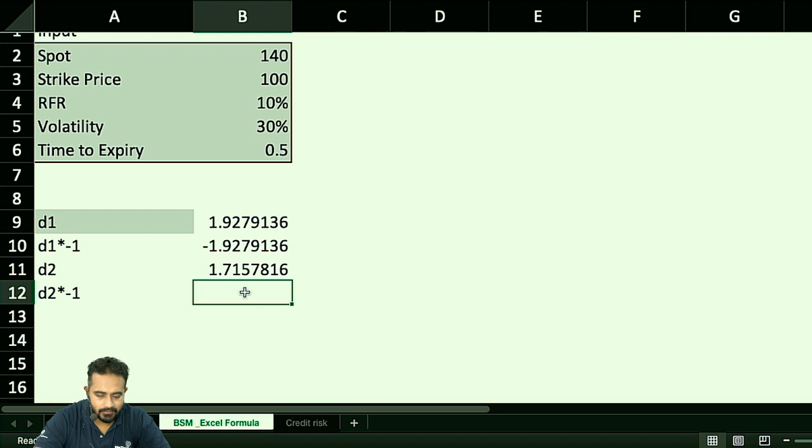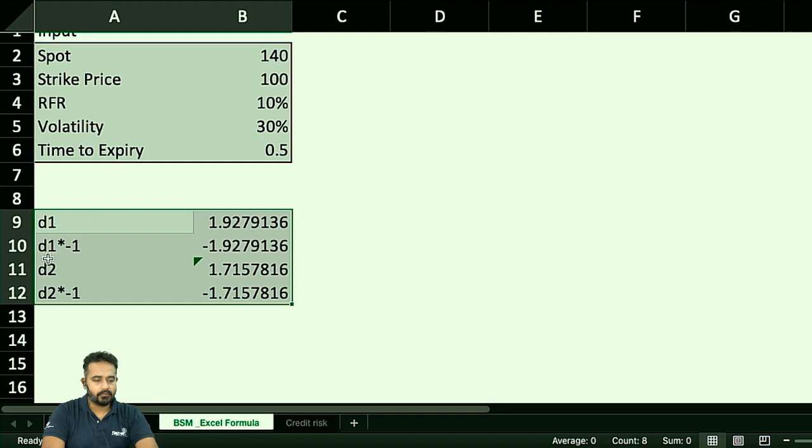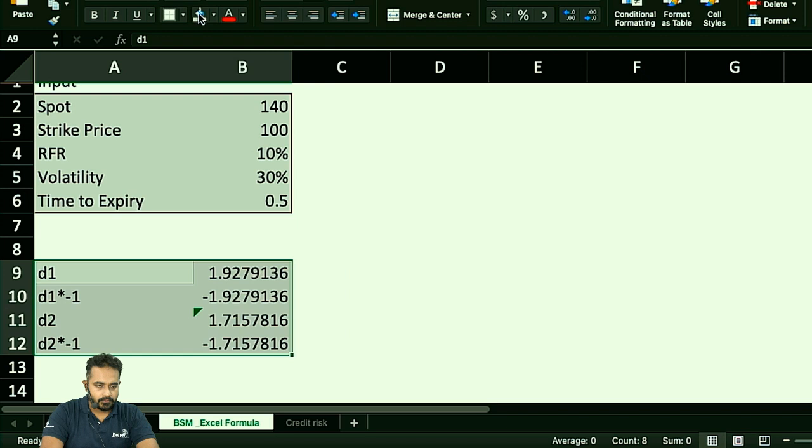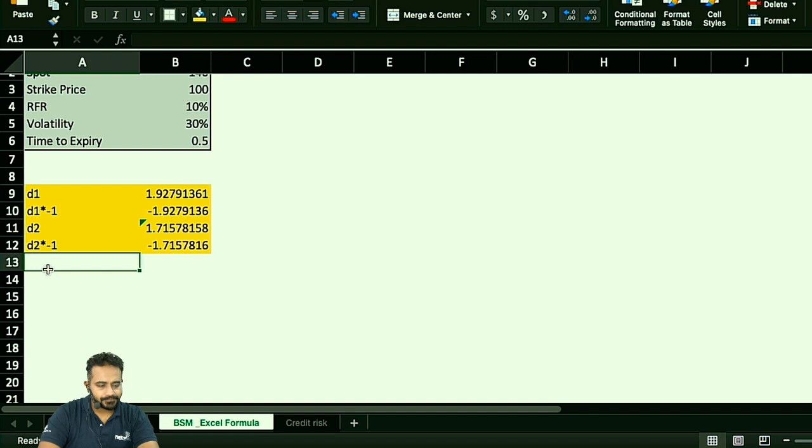Okay, why am I doing it? There's a reason to it. All right, so we'll see that very soon. So there we go. We have D1, we have D2 values available with us. Now the beauty of this particular formula set is that it is reusable. What I mean by this is if I change my spot price to 150, the numbers would update themselves automatically. All right, so this is there.